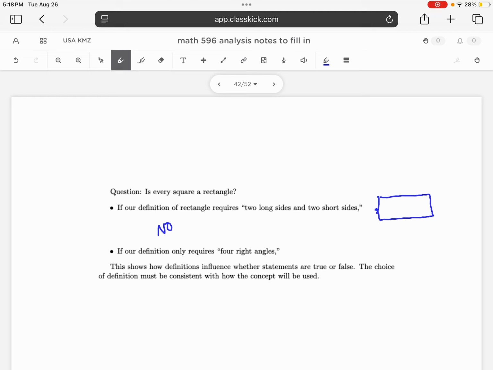But as our definition is currently written, we describe a square as having 4 right angles. Then in this case, yes, a rectangle has 4 right angles, which means our definition of a square, which says it has 4 right angles and 4 congruent sides, and the answer would be yes here. And so this shows how definitions can influence whether statements are true or false.